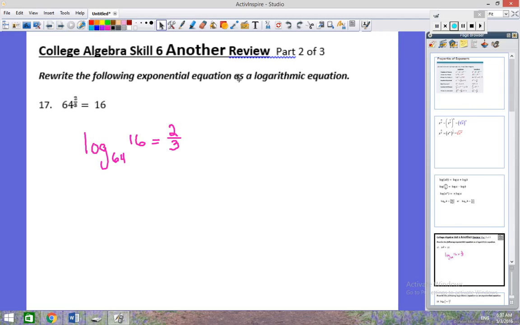Here in the beginning, it's just asking us to convert this exponential equation to a log equation. So it is memorization. To identify these parts of the equation, the base is 64, the exponent is 2/3, the argument is 16. So we have log base 64 of the argument 16 is equal to 2/3, and that's all you need to do. Alright.